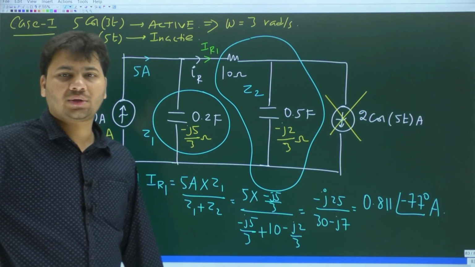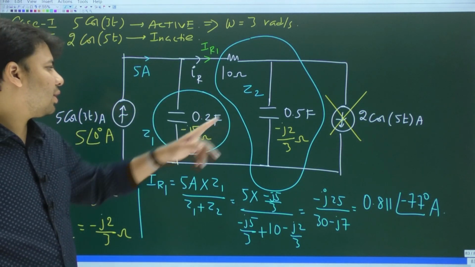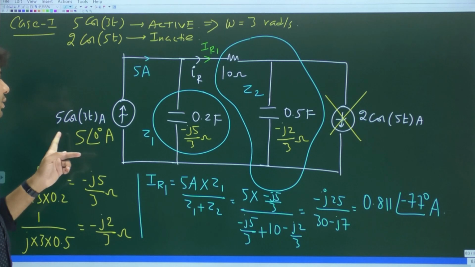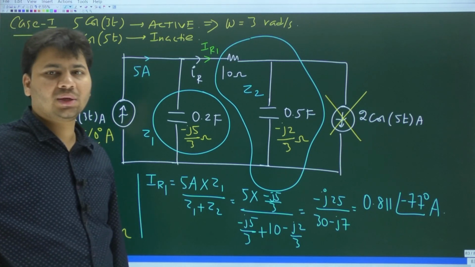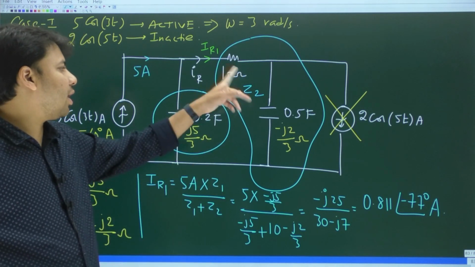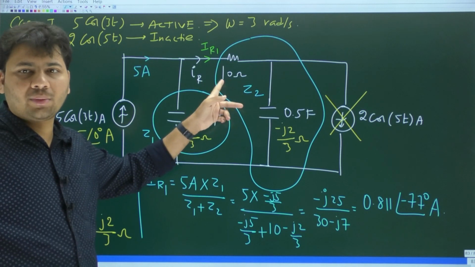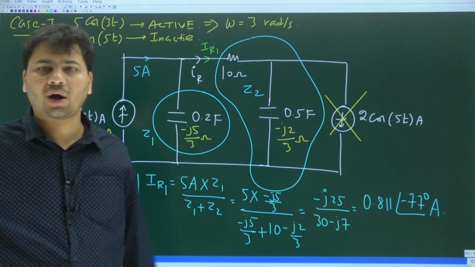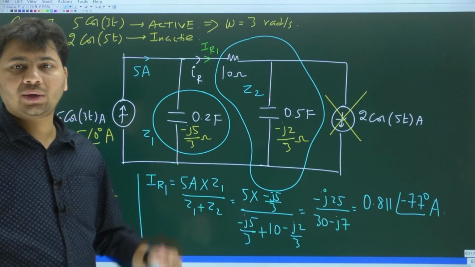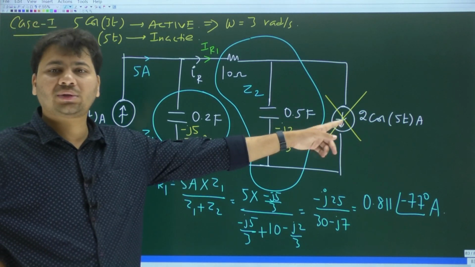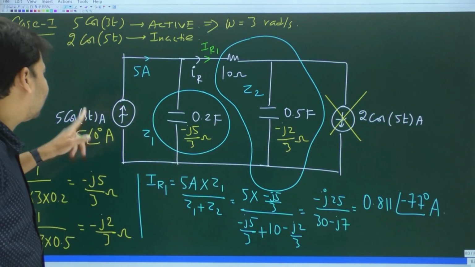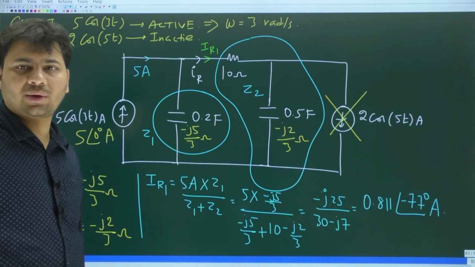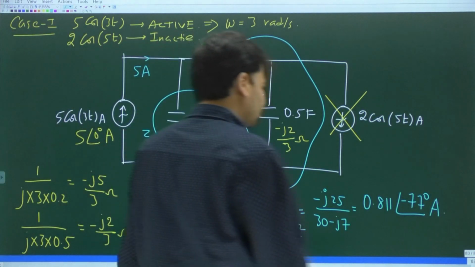So this current is due to which source? It is due to this 5 cos 3t amperes. Similarly, there will be another current component through the same 10 ohm resistor because of the other current source. We have to find the other component. For that, we should write case 2, where only this source is going to be active and this source will become inactive or 0.